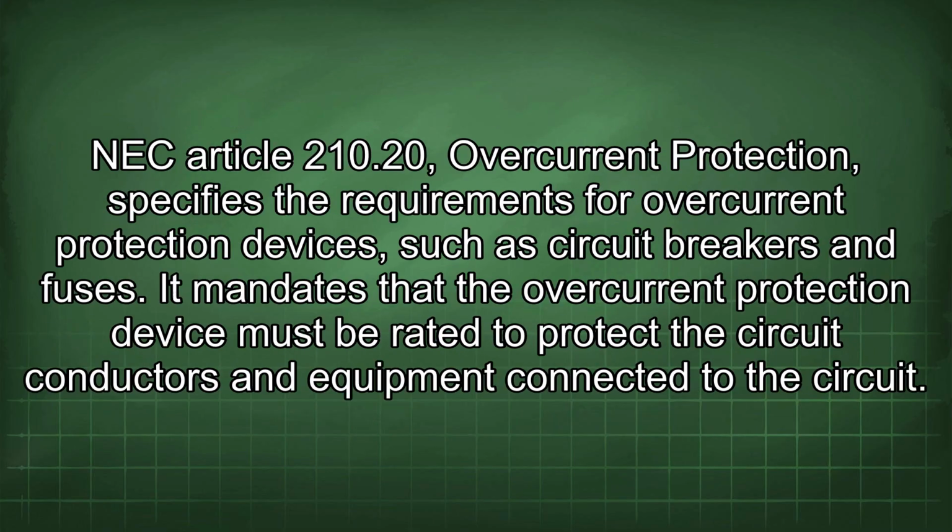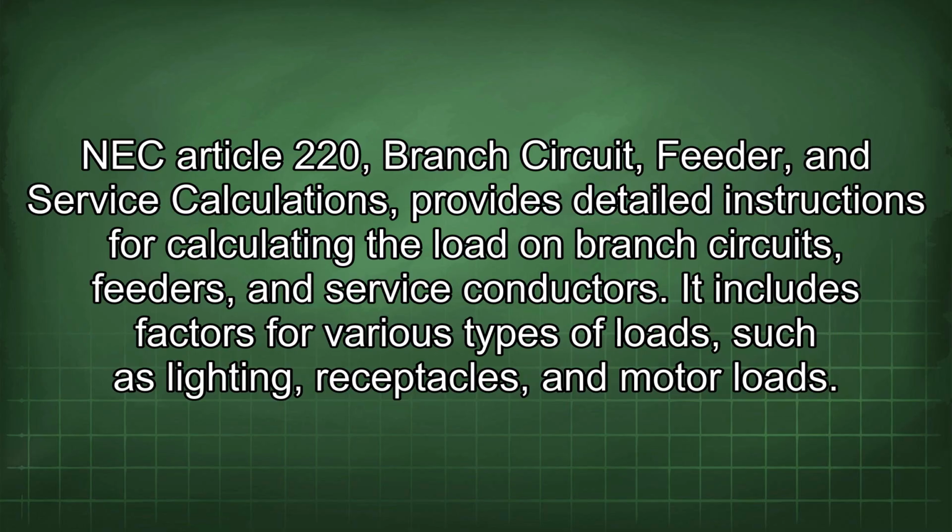NEC Article 210.20, Overcurrent Protection, specifies the requirements for overcurrent protection devices, such as circuit breakers and fuses. It mandates that the overcurrent protection device must be rated to protect the circuit conductors and equipment connected to the circuit. NEC Article 220, Branch Circuit, Feeder, and Service Calculations, provides detailed instructions for calculating the load on branch circuits, feeders, and service conductors. It includes factors for various types of loads such as lighting, receptacles, and motor loads.